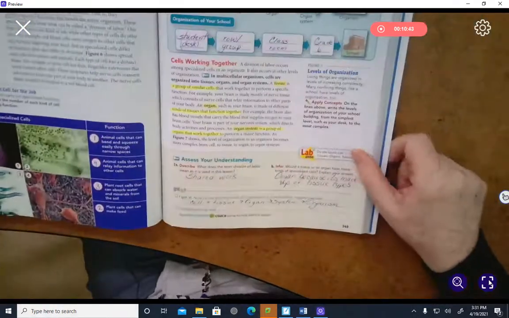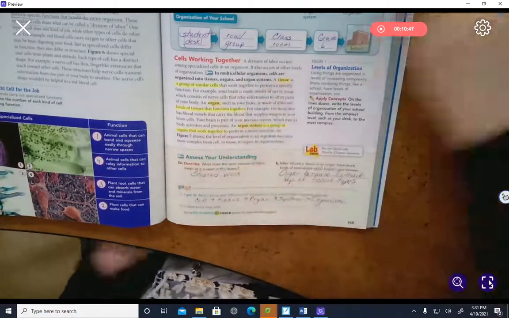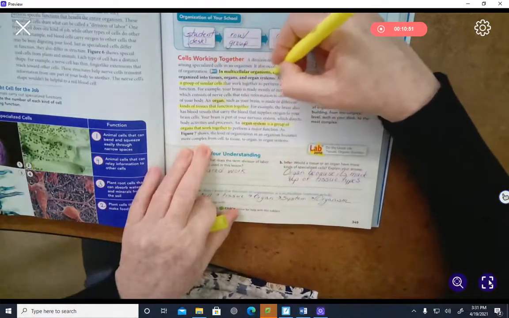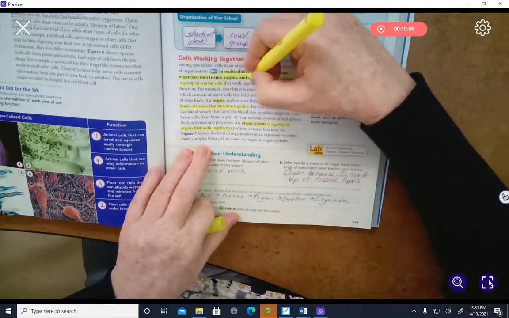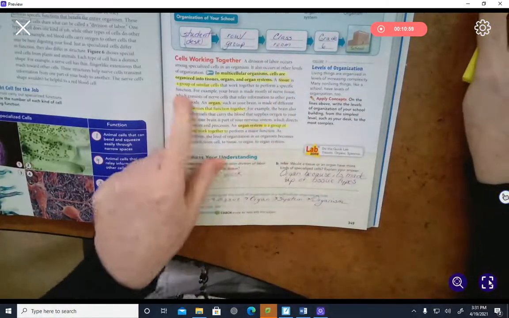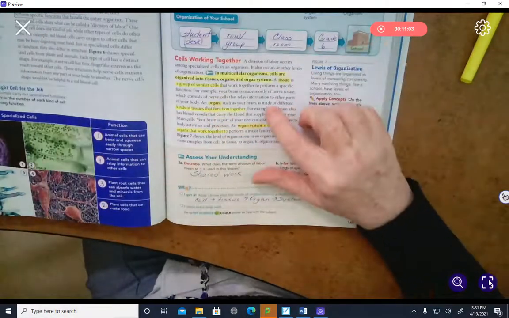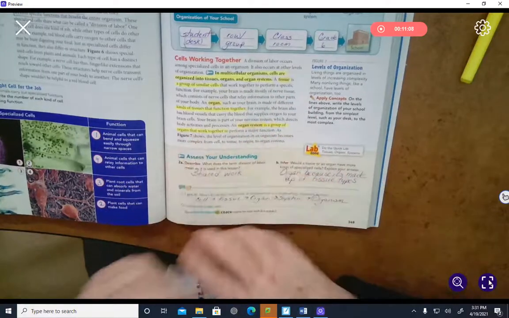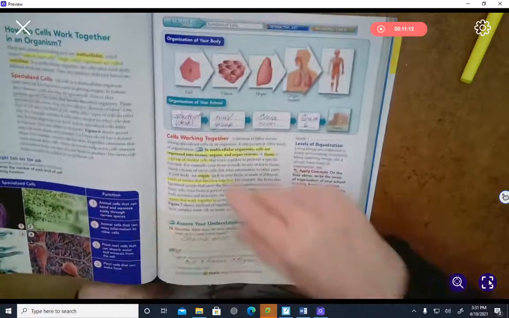Now, when all these cells are working together, a division of labor occurs. Oh my goodness, I forgot the key idea here. In a multicellular organism, cells are organized into tissues, organs, and then organ systems. So tissues are just similar cells. Organs are similar, but they have different tissues in them, but they all kind of work together. And then an organ system is a group of organs that work together. So they kind of show you that in a picture here.